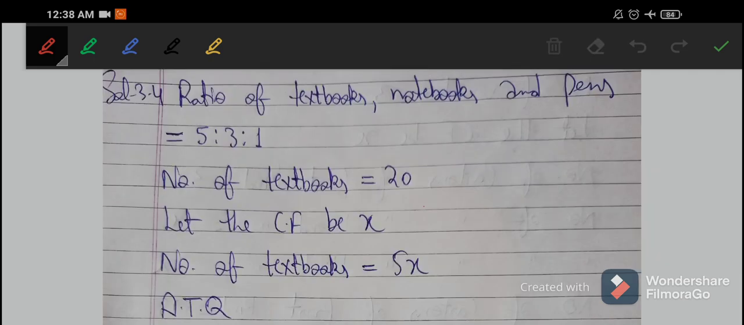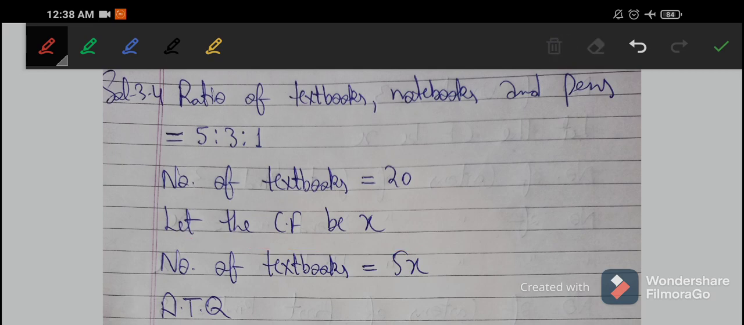Now students, what is provided in the question? The ratio of textbooks, notebooks and pens. And what is the ratio? It is equal to 5 ratio 3 ratio 1. And students, the number of textbooks is provided, which is equal to 20. Now in the same way we'll consider the common factor. So I have written, let the common factor be x.